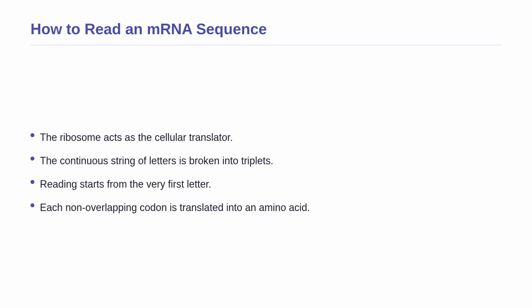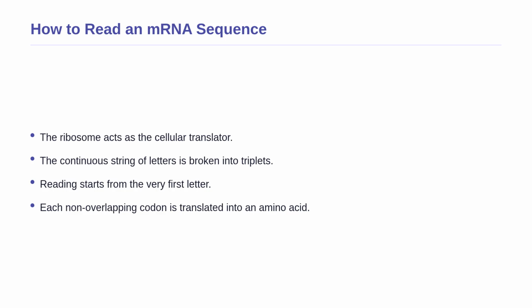Now that we have proven mathematically why the code uses triplets, let us look at how the cell actually reads a genetic message. When a messenger RNA sequence is ready, the cell's ribosome acts as the translator. It takes the continuous string of letters and breaks it down into non-overlapping triplets, starting from the very first letter. This establishes what we call the reading frame.